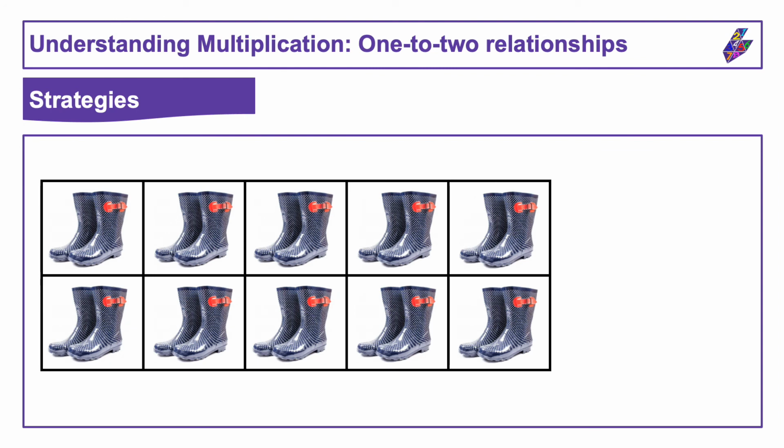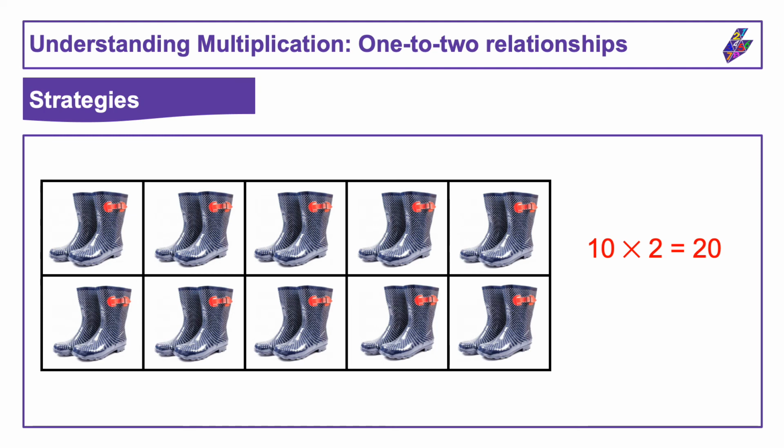In part 1, we learnt that if there were 10 pairs of boots, there were 20 boots, and we recorded it like this: 10 times 2 equals 20. How many boots would there be if there were just 9 pairs of boots? Pause the video and work this out before continuing. As we've said before, there are many ways you might have worked this out, including skip counting, or maybe you just knew the answer.